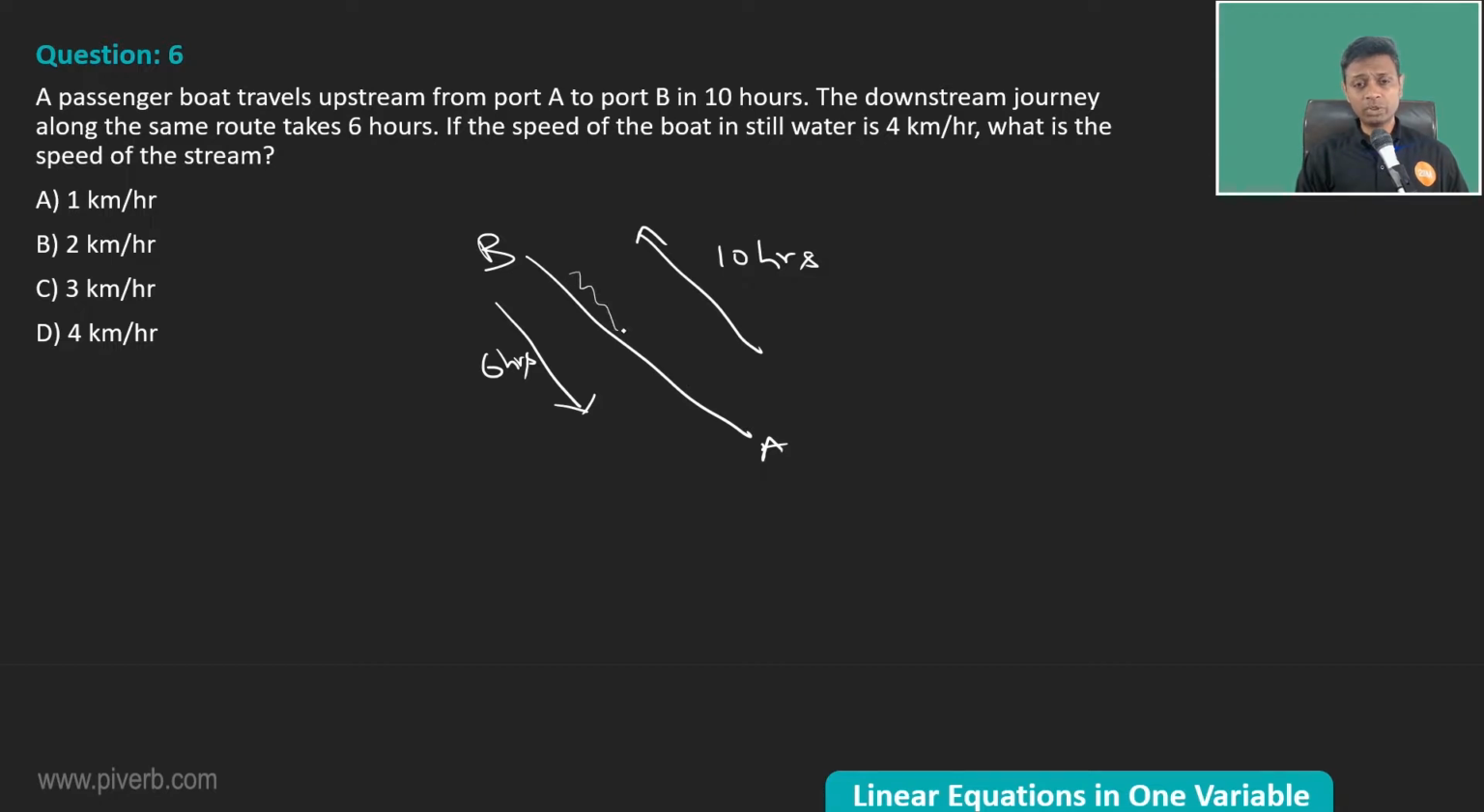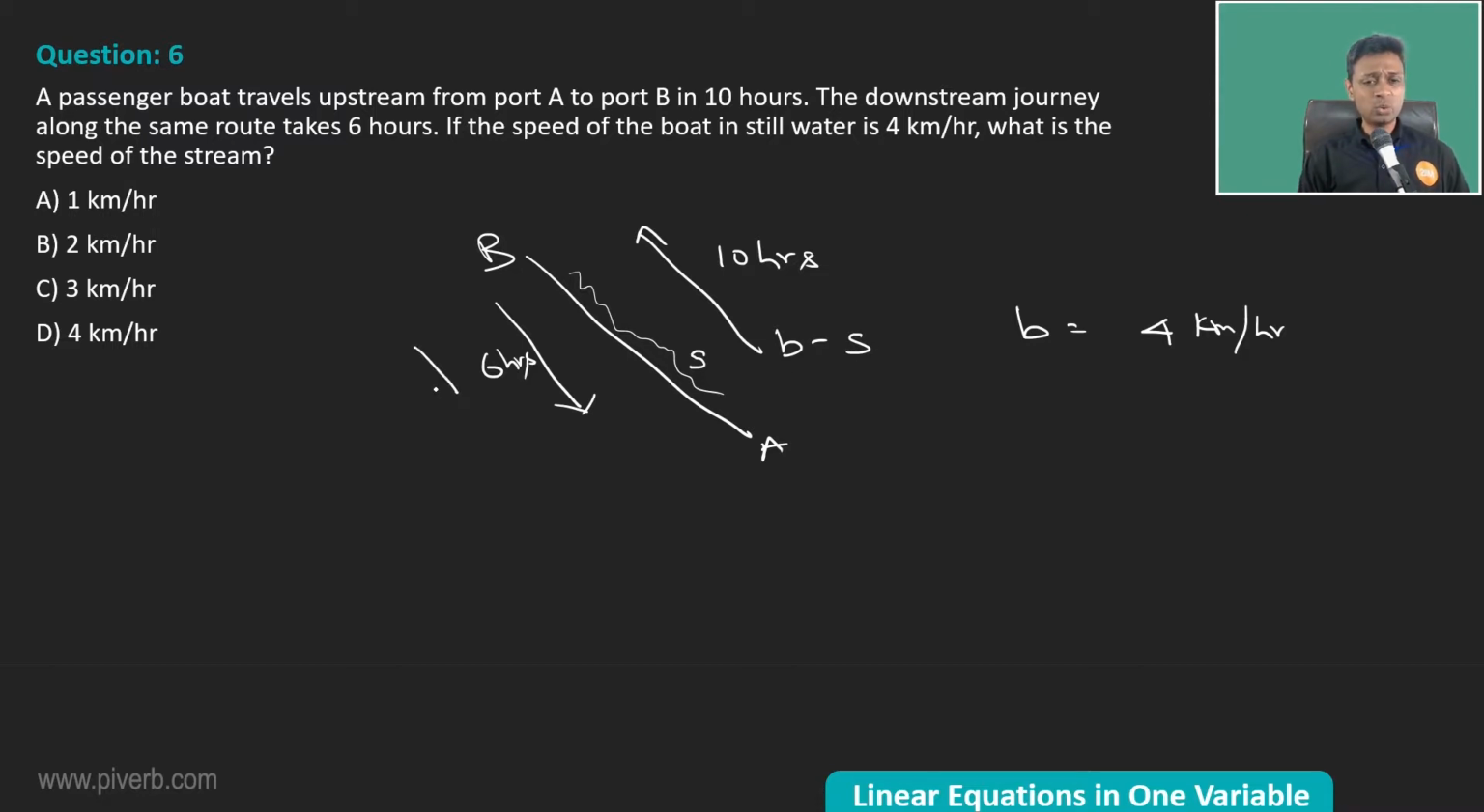The stream is flowing this way. Stream will go from a higher point to a lower point. The speed of the boat is 4 kilometers per hour. Boat speed is 4 kilometers per hour. When it's traveling upstream, let the speed of the stream be S. When traveling upstream, you're rowing against the stream. You'll put in the same effort, but you'll travel only at B minus S.